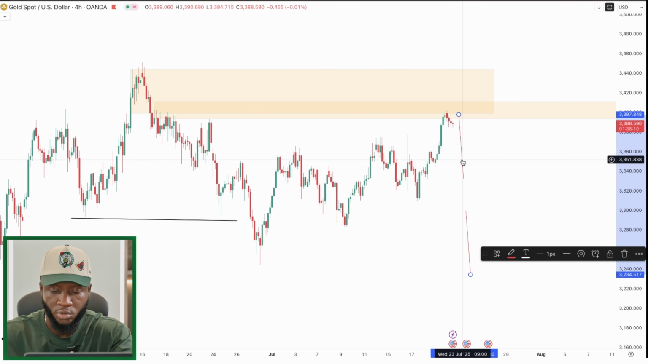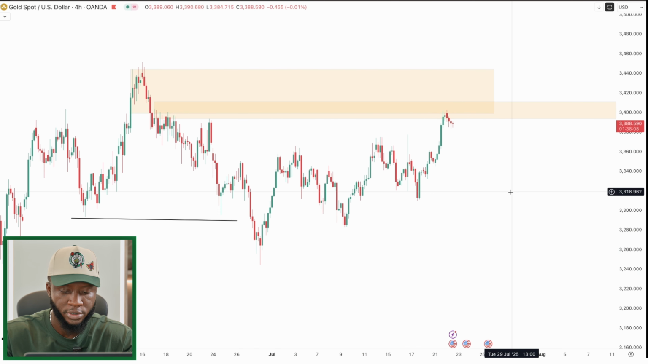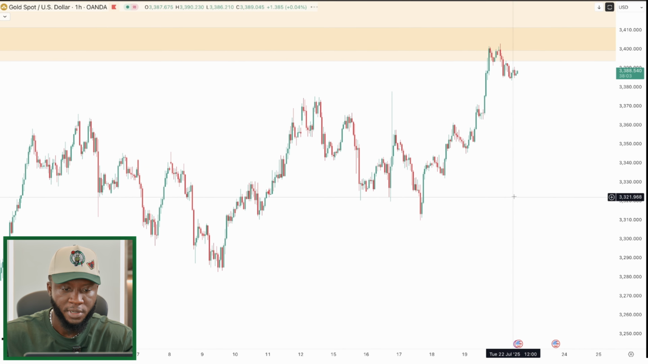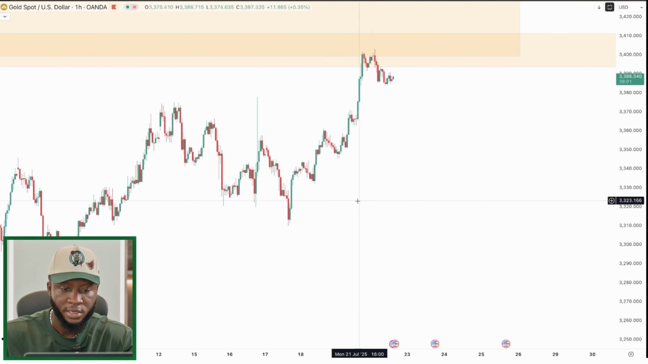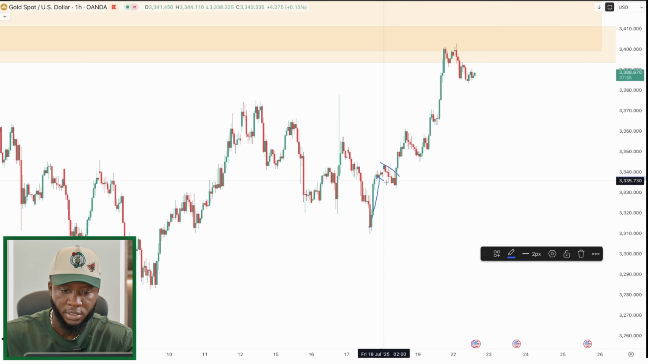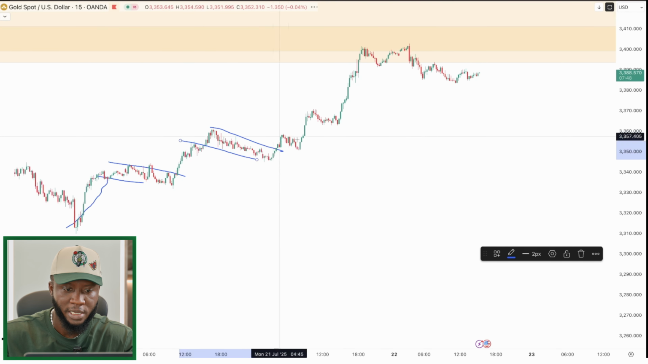I mean, gold has been good. Yesterday, there were a couple of trades that we took. We missed some, but we took some as well, right? So if you look at this, it was a very simple setup. Impulse, correction, break of structure, impulse, price just pulled back with a bullish flag, breakouts to the upside like that.